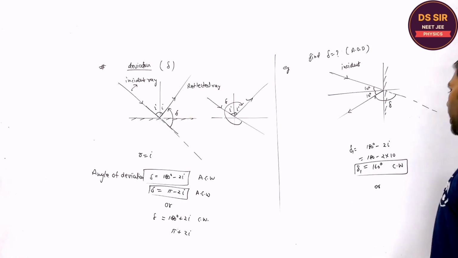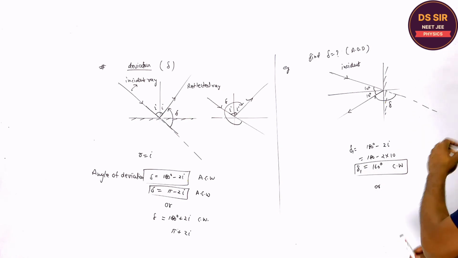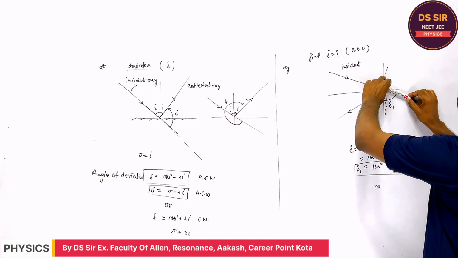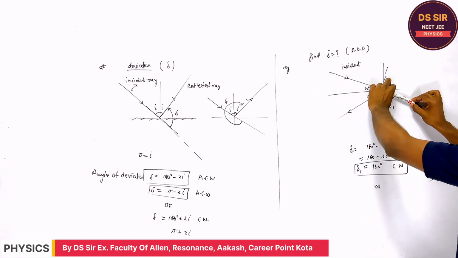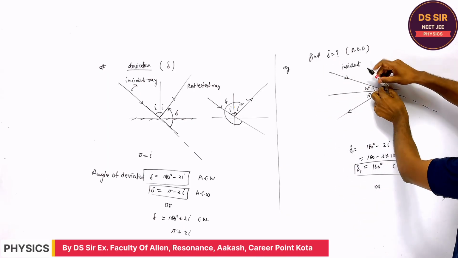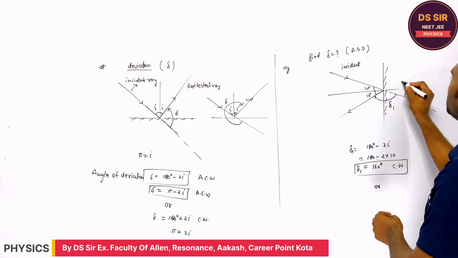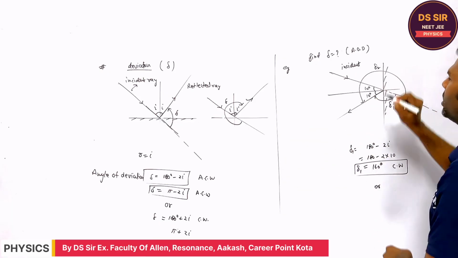Or you may write the same deviation in the anti-clockwise sense. This was the initial direction, and now it is traveling in this direction. So what is the other deviation? This is delta 2.